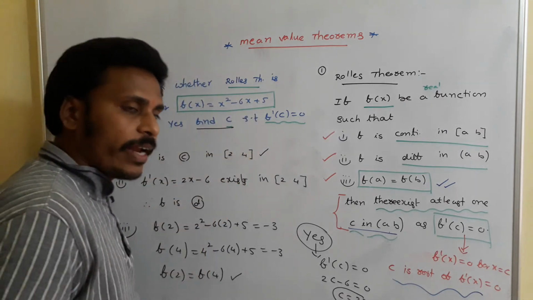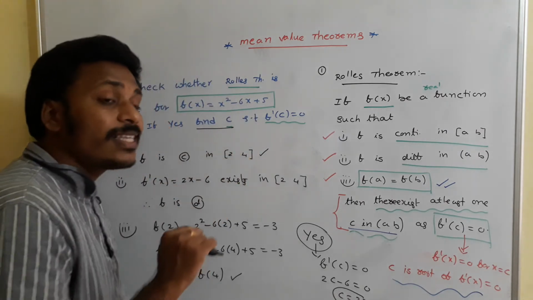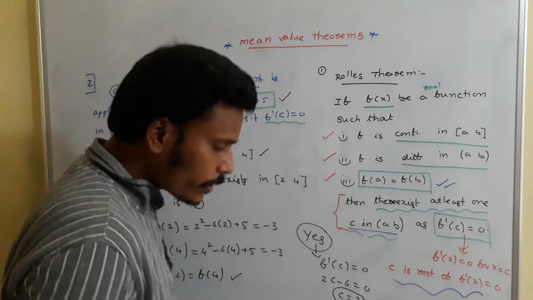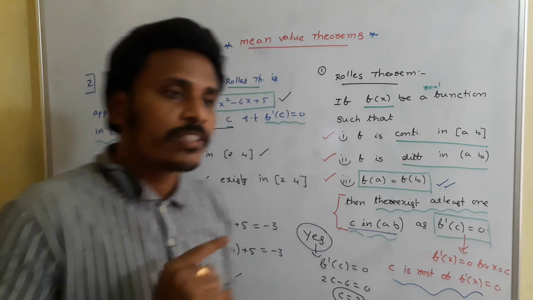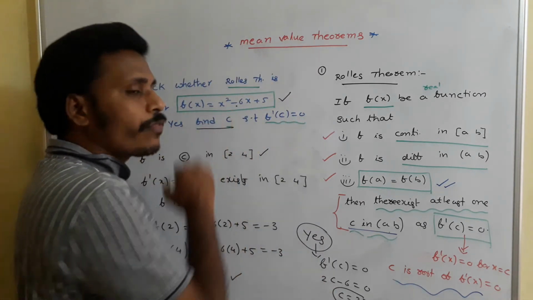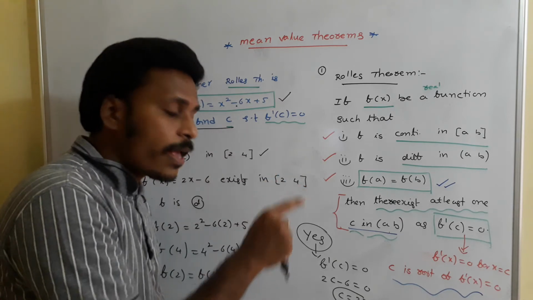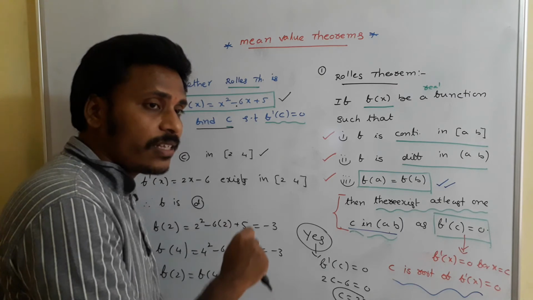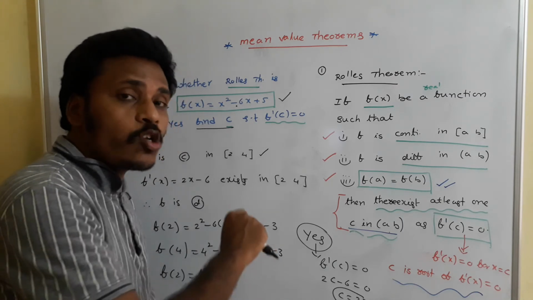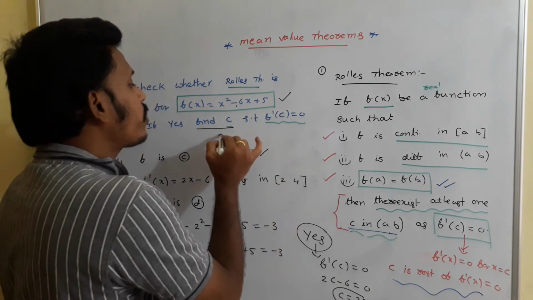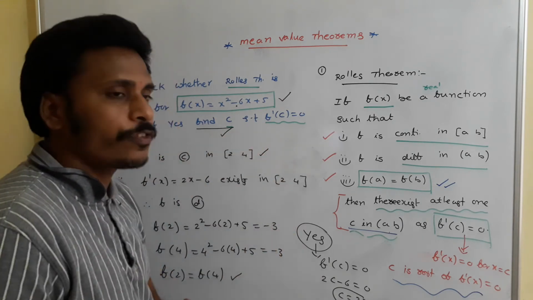The question is about finding C, and our value of C is 3. In the sense, this particular function is continuous, differentiable, and f of 2 is equal to f of 4, and the graph of this function rolls at the point 3. So at C equal to 3 the graph rolls, and the question is about finding such C. The value of C is 3.